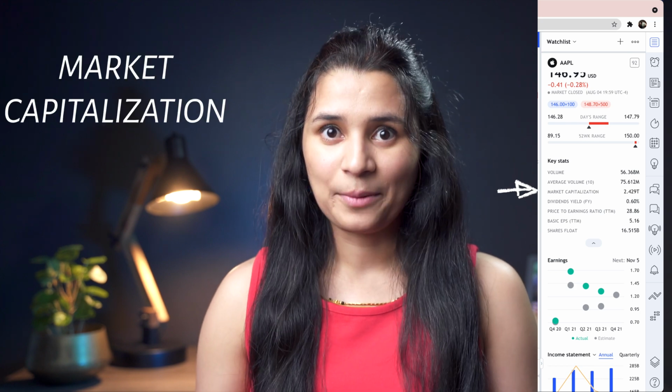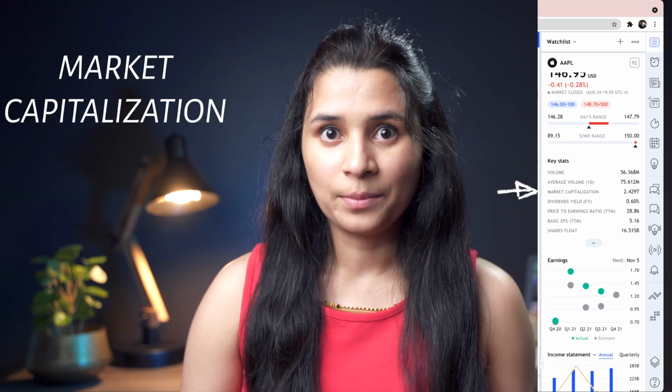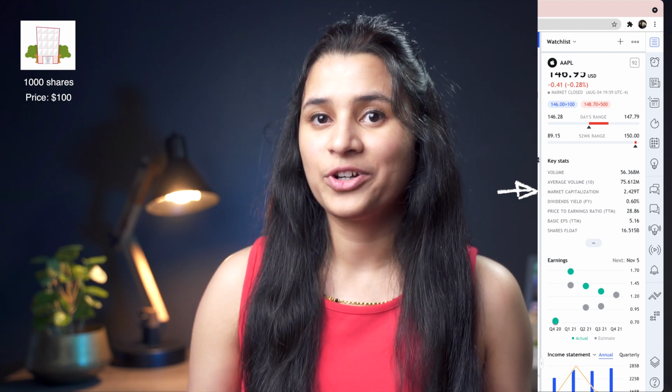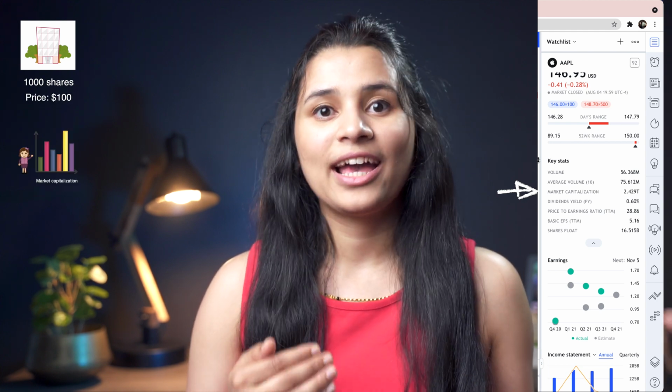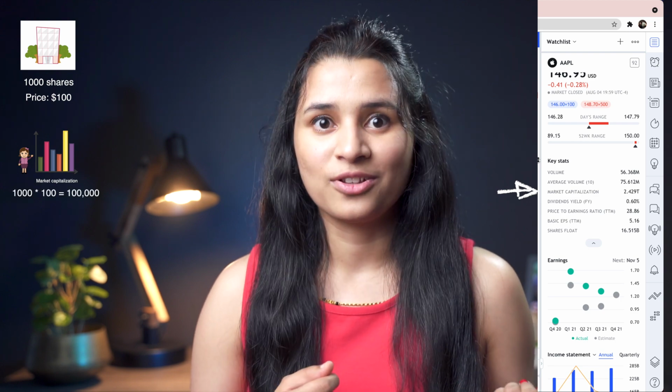Next is market cap. This tells what is the worth of the company. If a company has 1,000 shares overall and each share is worth $100, then the market cap for the company is $100,000. Similarly, the total shares outstanding for the company Apple is 16.6 billion, which is provided here. If you multiply this with the current stock price, it will give you the market cap, which is $2.4 trillion.